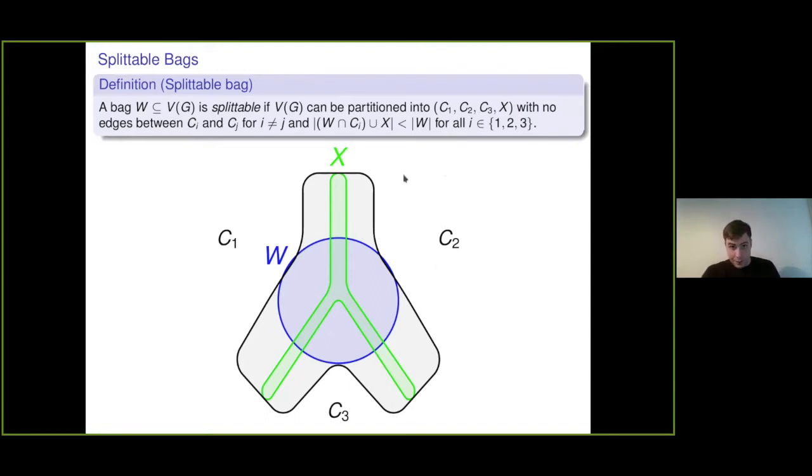X separates these components, and we require this to satisfy some inequality. Basically, the size of the intersection of the bag W that we are splitting with each component, union X, should be smaller than the size of the bag W, for all of these i, for all of these C1, C2, C3.